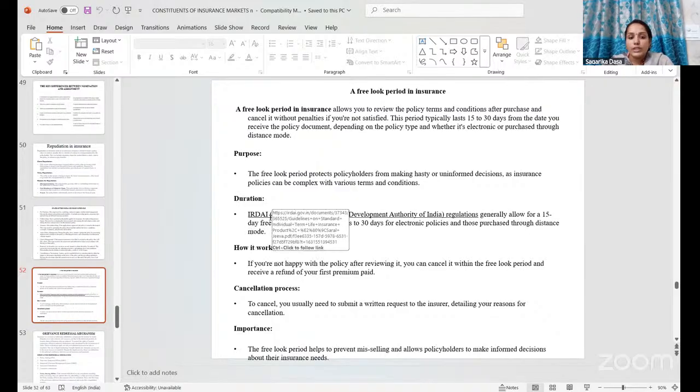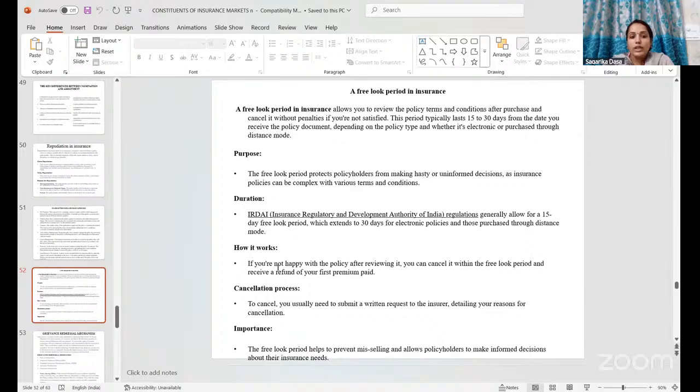Now, this duration, as per the IRDAI, that is the Insurance Regulatory and Development Authority of India, generally allows a 15-day free look period, which is extended to 30 days for electronic policies and those purchased through distance mode. As I mentioned, 15 is the minimum period and it will be extended to 30 days if the policy is taken online, that is an electronic policy.